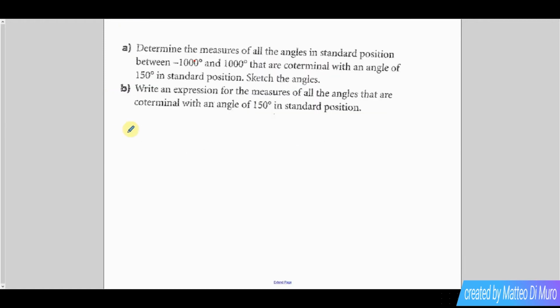Okay, so first question about coterminal angles. It says determine the measures of all the angles in standard position between negative 1000 degrees and 1000 degrees that are coterminal with 150 in standard position. Sketch the angles. Great, I love pictures. So here I am sketching my angle of 150 degrees. This is 0, this is 90, this is 180. For a sketch, you just have to be in the right quadrant. So I'm just going to draw a terminal arm here, and I'm going to draw an arrow, and I'm going to draw 150 degrees.